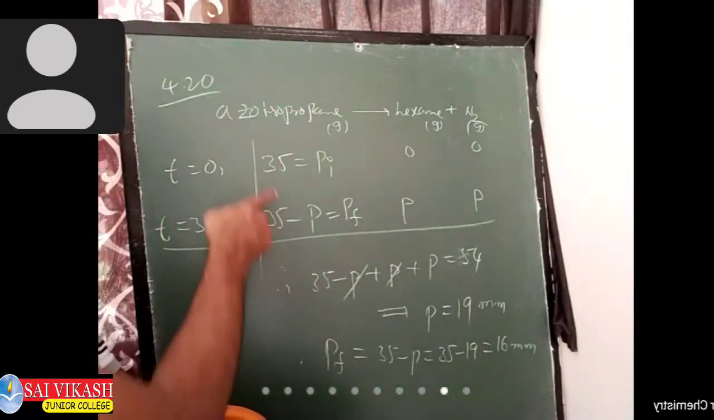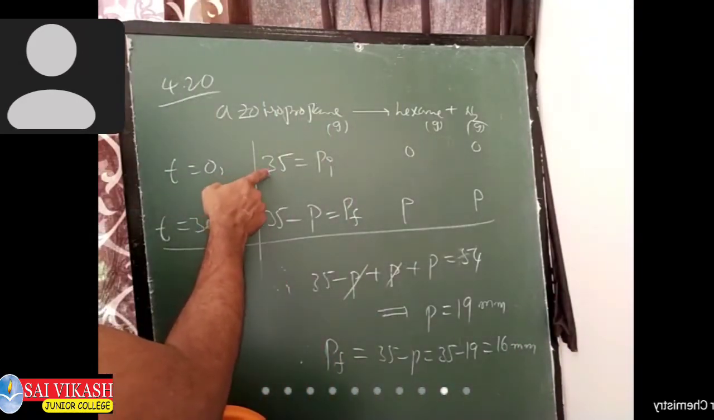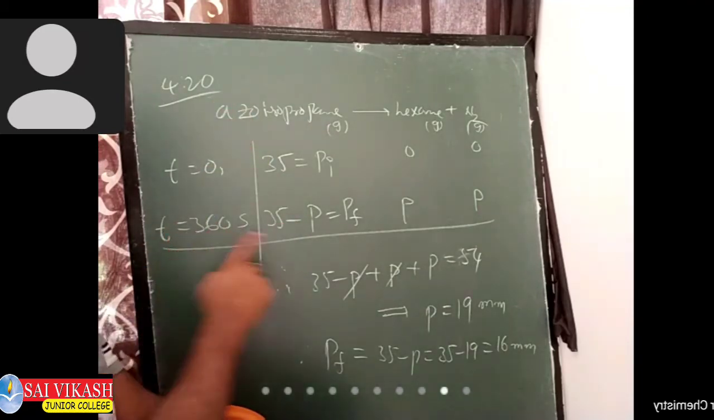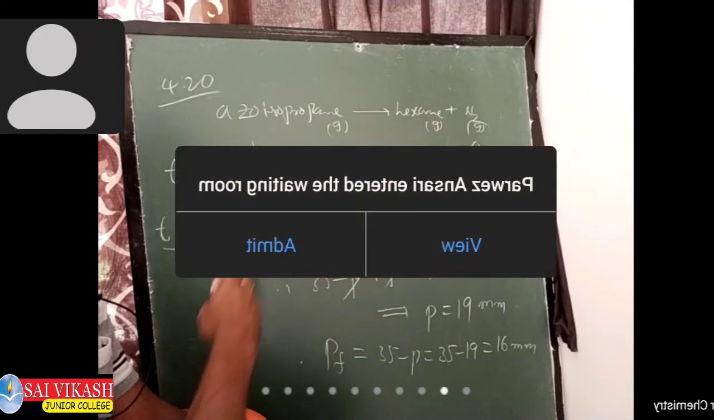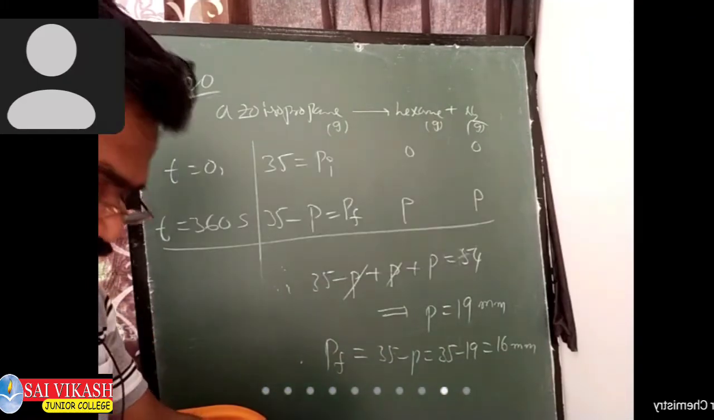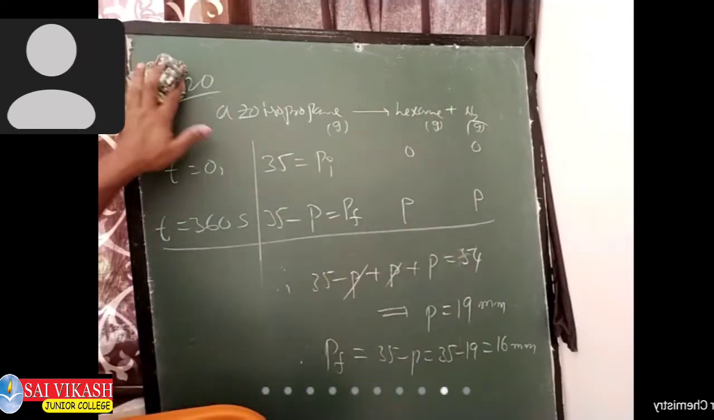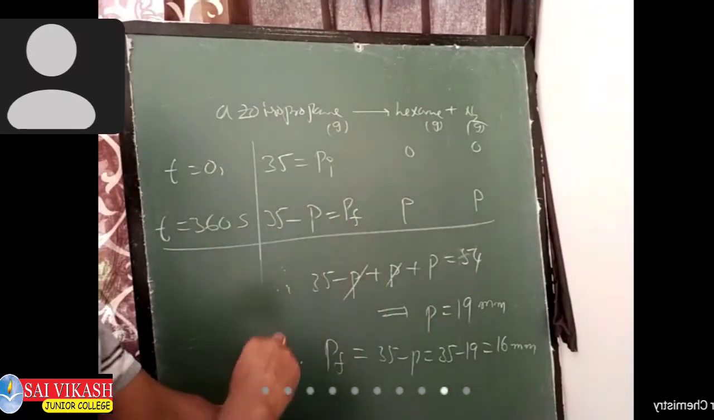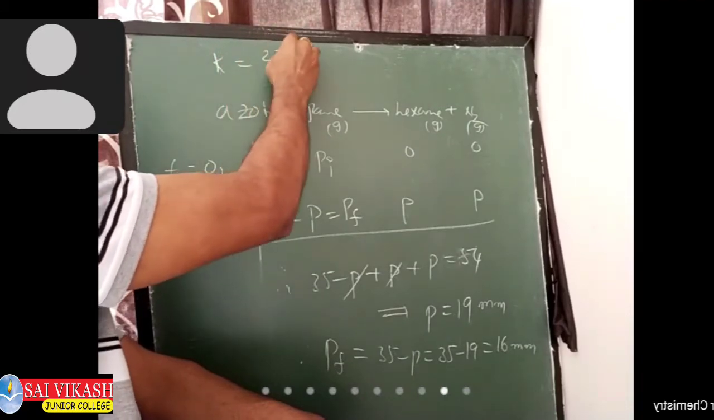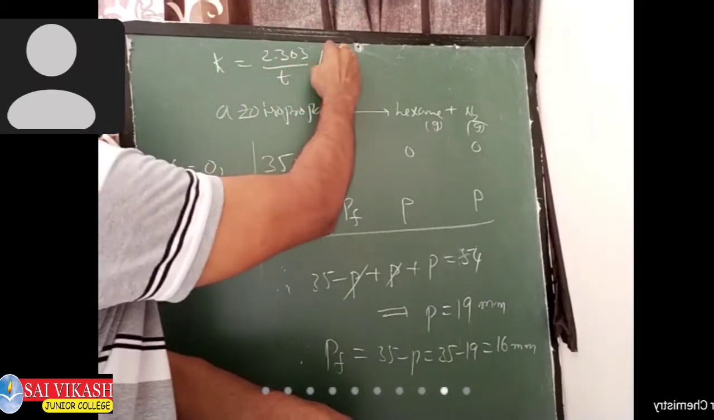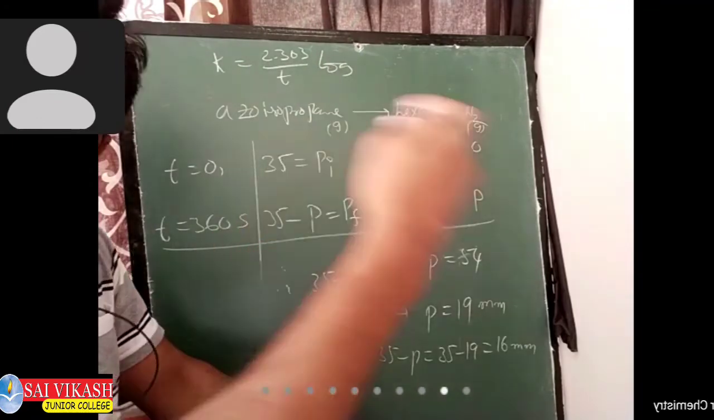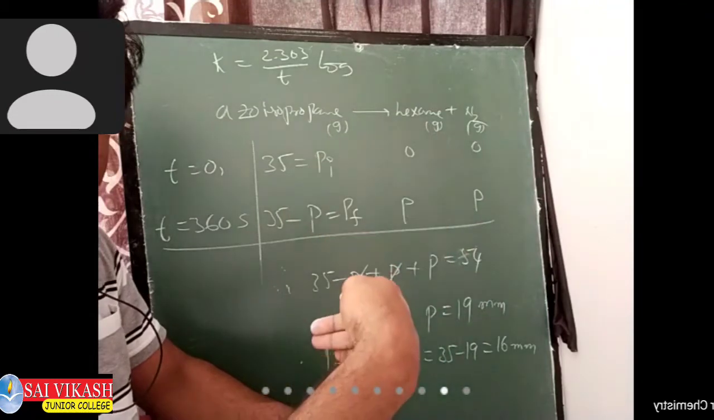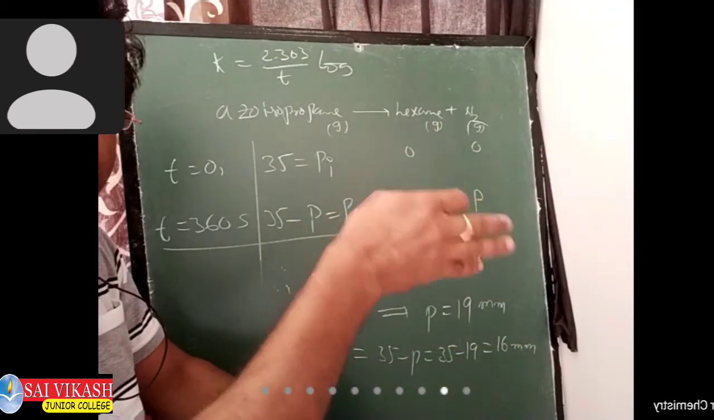Yes, we got initial pressure is 35. Initial pressure was 35, and final pressure after 360 seconds is 16 mm. Now you can use the first order integrated rate equation here. If you use the first order integrated equation, K will come. Therefore K equal to 2.303 by T log of A by A minus X. A is the initial concentration, A minus X is the concentration left at time T.